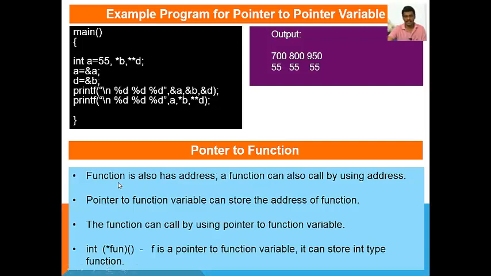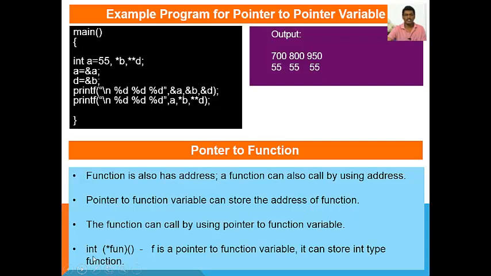A function has an address. We can store that address into a pointer to function variable. A pointer to function variable stores the address of a function. A pointer variable stores the address of a variable. A pointer to pointer variable stores the address of a pointer variable. A function pointer variable, or pointer to function variable, stores the address of a function. So a pointer to function variable can store the address of a function, and the function can be called by using the pointer to function variable.